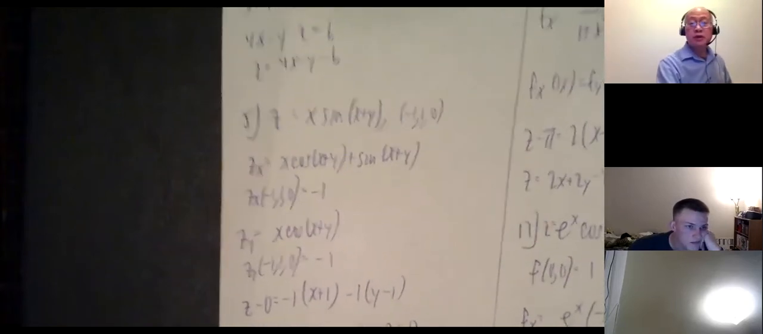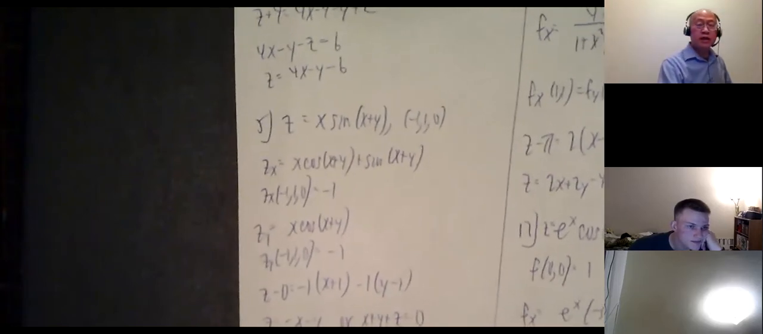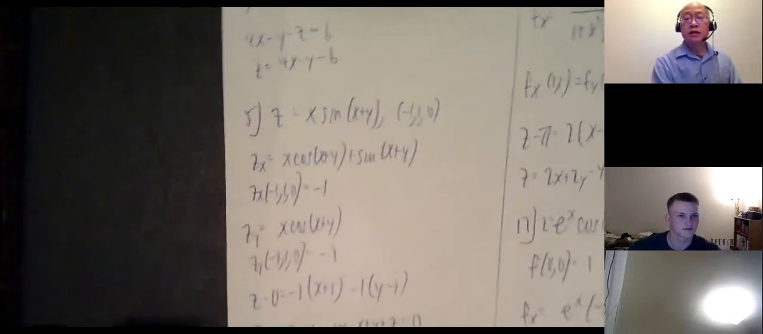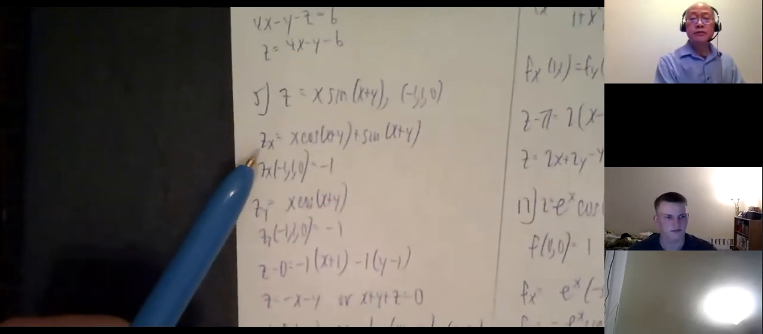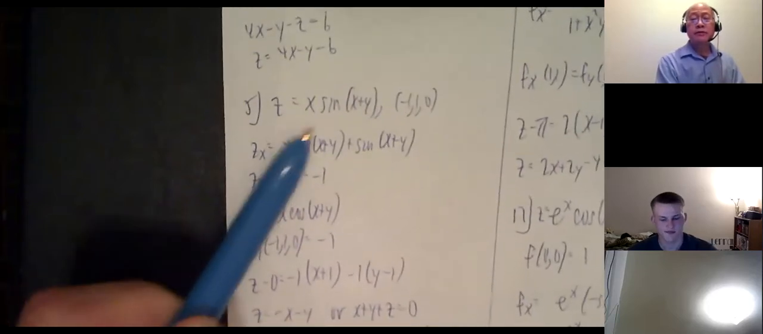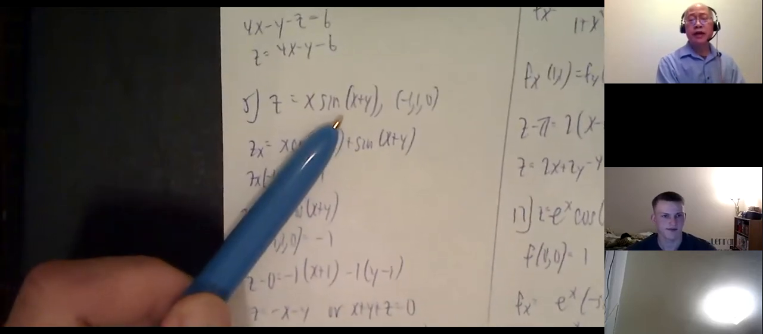Okay, then number 5, z equals x sine of (x plus y) at the point (-1, 1, 0). So there's some graph in 3D. What's the equation of the tangent plane? That's just like the Calc 1 tangent line. So differentiate with respect to x, product rule: first function x times the derivative of the second. The derivative of sine of (x plus y) is cosine of (x plus y) times the derivative of the inside with respect to x, but that's 1.